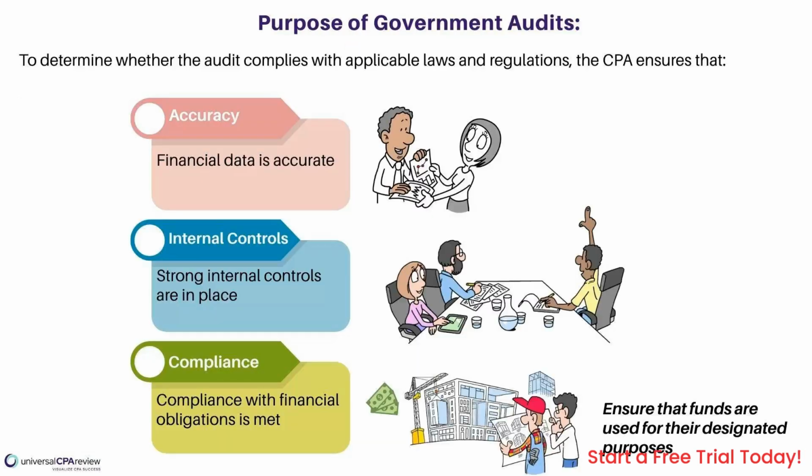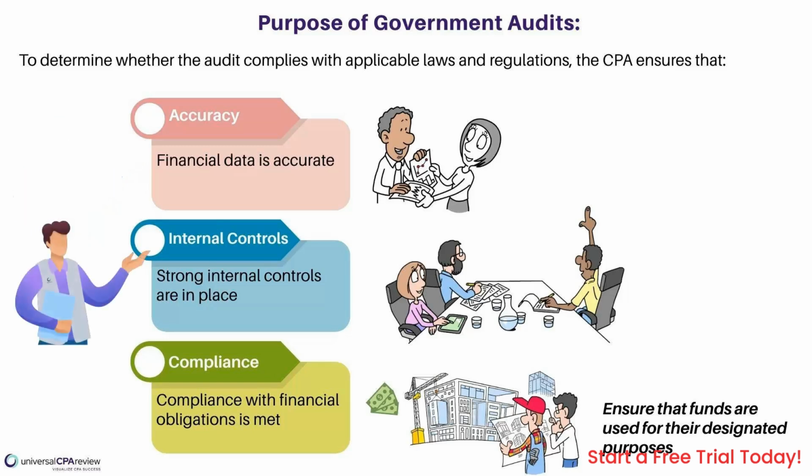So now let's think about the purpose of government audits. When conducting a government audit, the CPA's job is to determine whether the organization is complying with applicable laws and regulations, but that's just the broad goal. To achieve this, the auditor focuses on 3 specific areas: accuracy, internal controls, and compliance. So first we have accuracy. This means the auditor verifies that the financial data reported by the entity is accurate and reliable. Are the numbers on the financial statements truly reflective of what's happening in the organization?